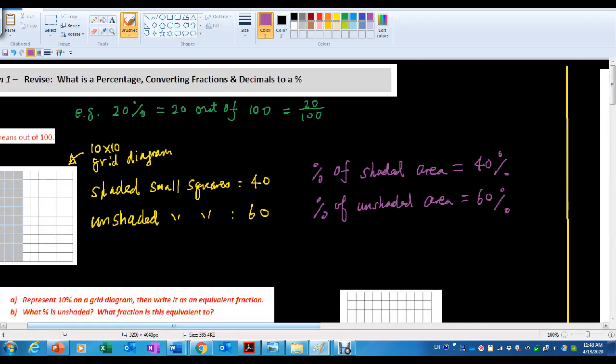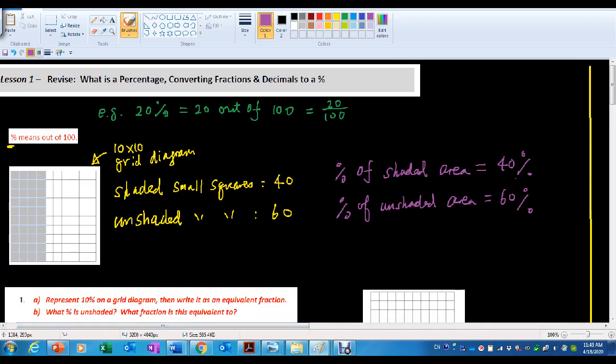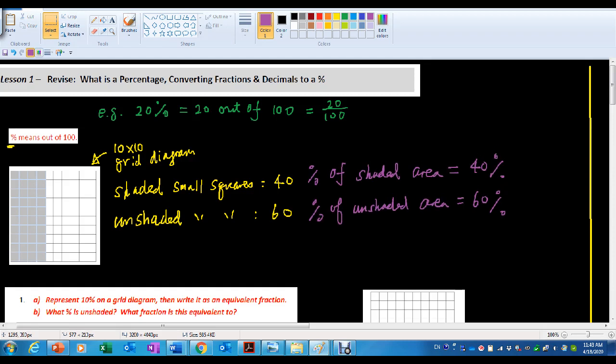That's in terms of percentage. How about if we want to represent this as equivalent fractions? We understand that 40%, which just means 40 out of 100. When you look at the diagram, there are 4 columns out of 10, so that's 4 over 10.